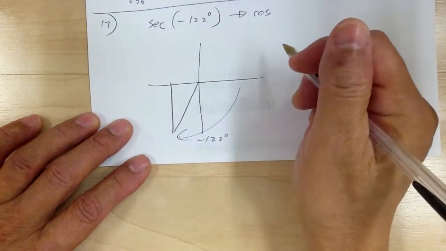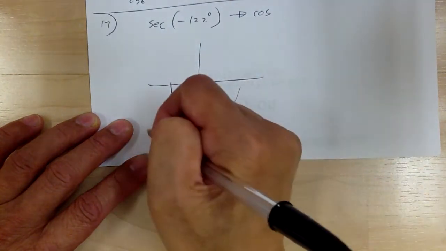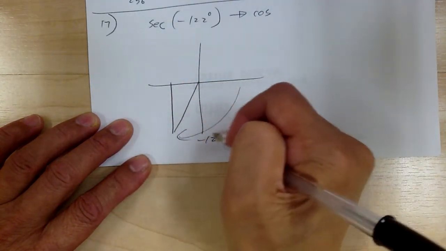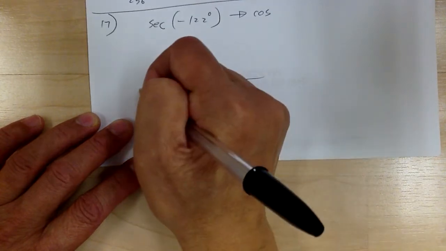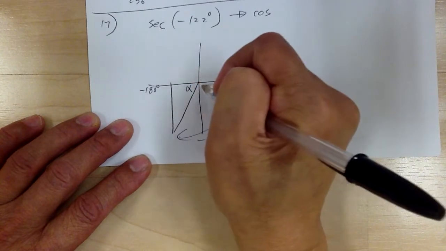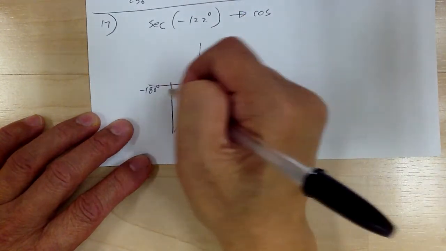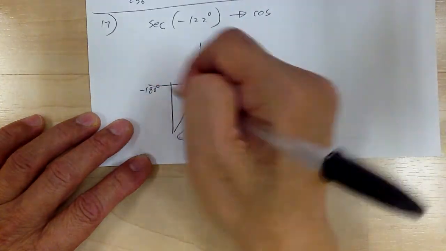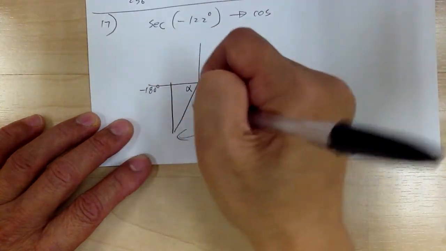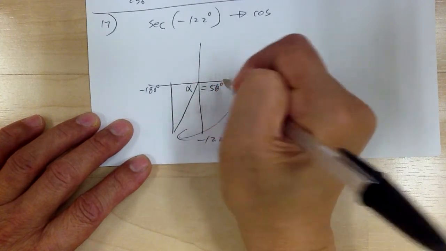If you go in the negative direction, this is negative 122, and this would be negative 180. So the difference between them is your alpha. Remember, alpha is always positive, so you can just subtract, and it doesn't matter which one you subtract from which, just take the absolute value after that. So this will give you 58 degrees.